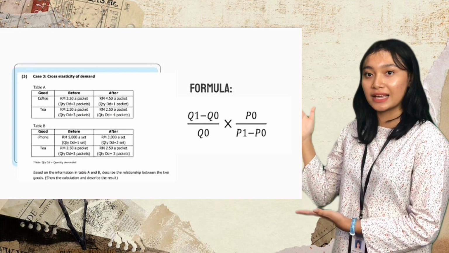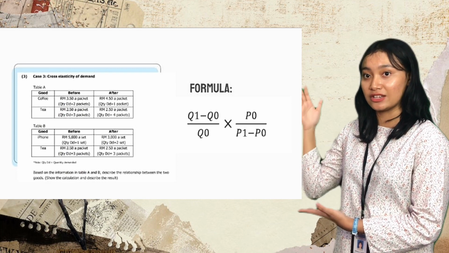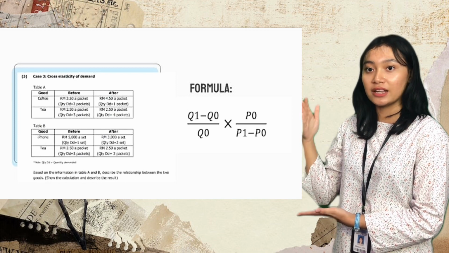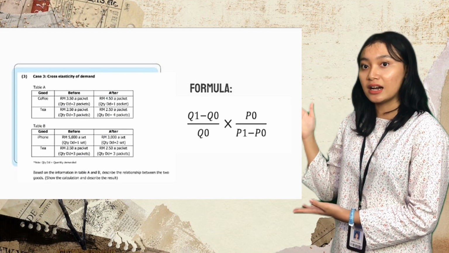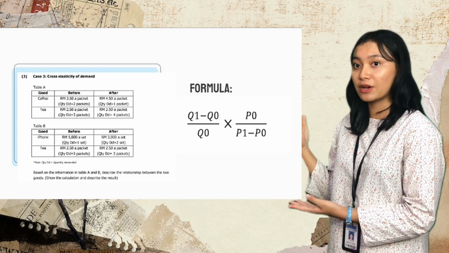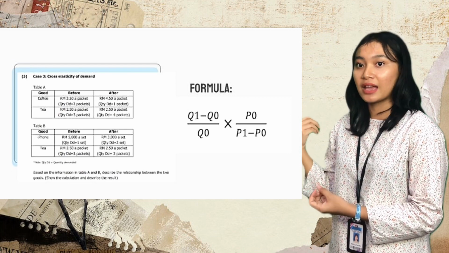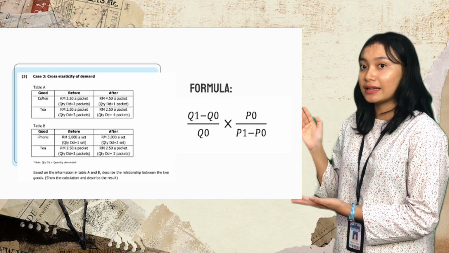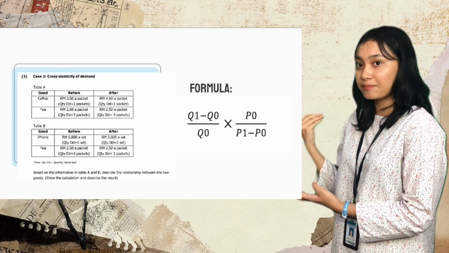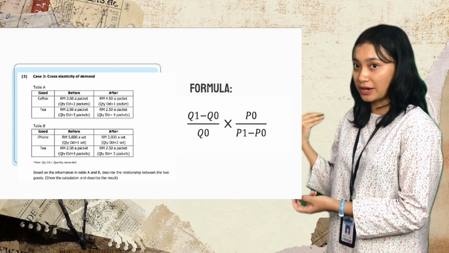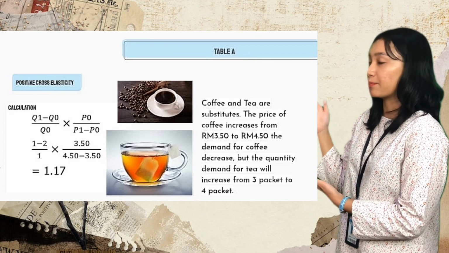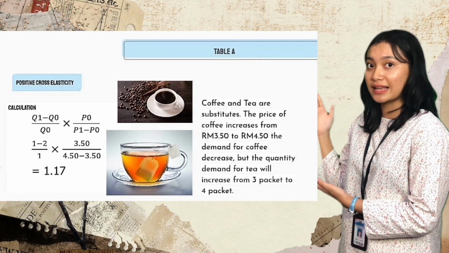From the table, we can see only the coffee price is increased and the demand for coffee is decreased. And for tea, the price is still the same, but the demand for tea is increased. And then table B, we have iPhone. The iPhone price is decreased, the tea price remains the same, and the quantity demanded also remains the same. Next, from the calculation and the formula, I counted that we got a positive cross elasticity.